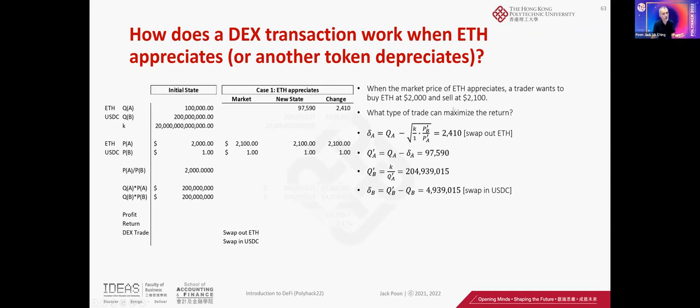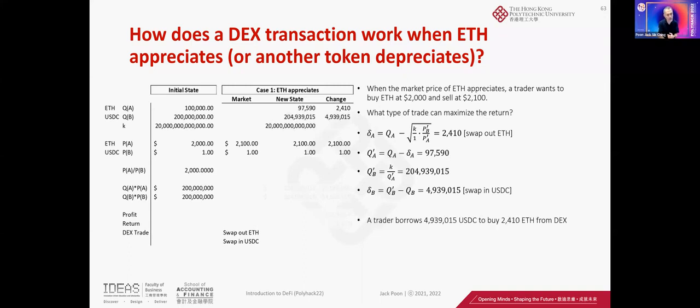Okay, and then you can compute how much you're actually going to swap in, in terms of USDC. Now, once you get this mathematical formula, then you know that in order for you to move the decentralized exchange back to equilibrium, these have to be the numbers. Okay, once you know these numbers, then you're going to go and execute the trade.